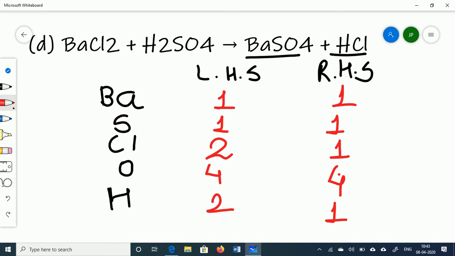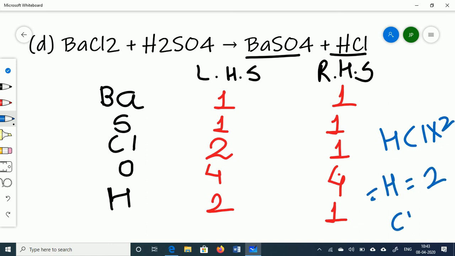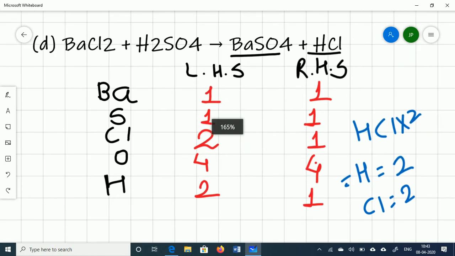Okay, so here see, barium is already balanced, sulfur is already balanced, oxygen is already balanced. Only chlorine and hydrogen are not balanced. The number of chlorine on the left hand side is 2, while on the right hand side it is only 1, and hydrogen is also 2 and 1. So if I multiply the HCl by 2, the number of hydrogen also becomes 2 and the number of chlorine also becomes 2. So by one simple multiplication I can balance this chemical equation, and a new chemical equation forms.